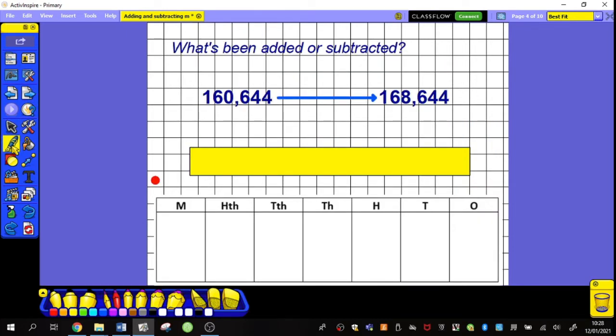So here is the type of question you're going to be looking at. Instead of adding and subtracting, doing a calculation, you're going to be finding out what has been added and subtracted. So I've got my starting number here, and something's happened to it to get to this. Now, the first thing I'm going to do is take my starting number and put it into my place value column because I can see it a little bit easier. Instead of dotting it this time, I'm going to be just writing the numbers out.